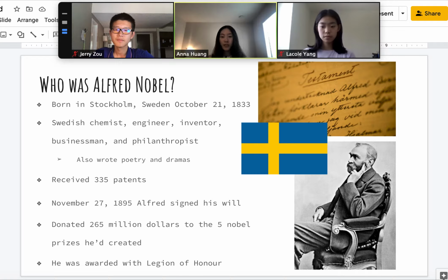It was a Swedish award, and it was awarded to people who had shown great services in military or civil causes. Then over here on the right is a picture of Alfred Nobel, and on top is a short snippet of his will. And here is just the Swedish flag, where he was born. Next.